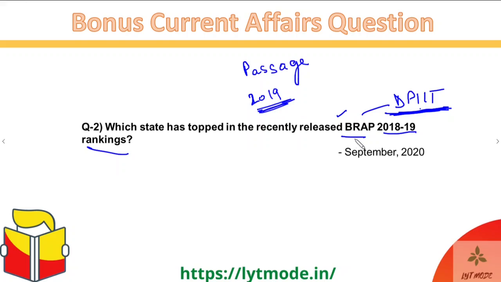So BRAP is very very important. You need to remember this. And this again, it happened in September only. It happened last month. So you should know. You should at least know the basics of which state has topped. And if you guys know the answer, then please put it down in the comment section below as the A2 or the answer 2. Okay, guys.